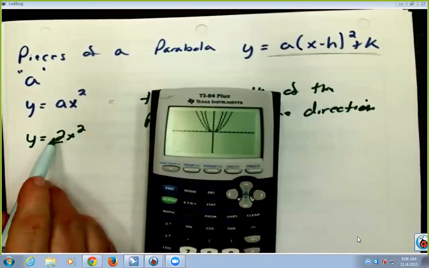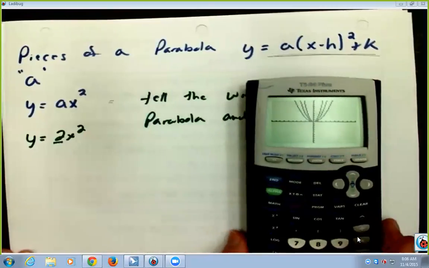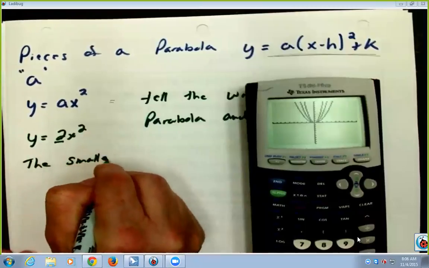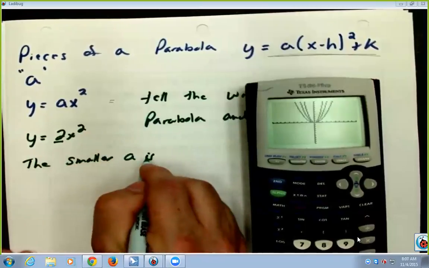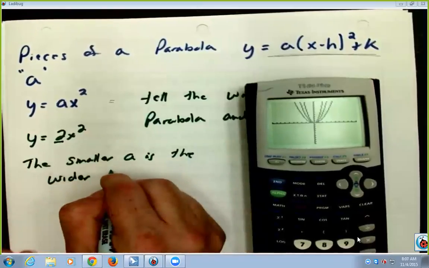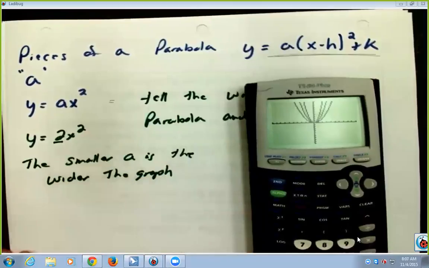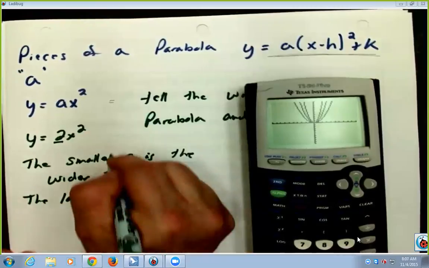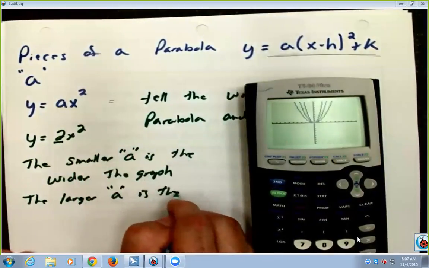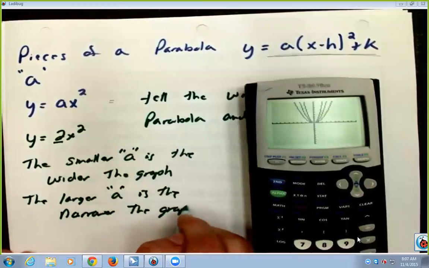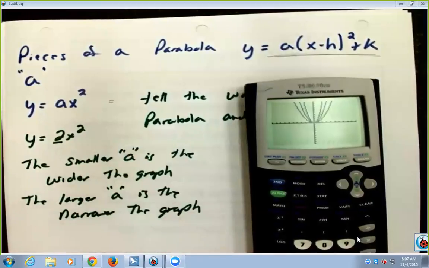So as this A piece changes in here, what happens to my graph is the smaller A is, the wider the graph, and the larger A is, the narrower the graph. So that's what's happening there. So it shows me what that graph happens to be.